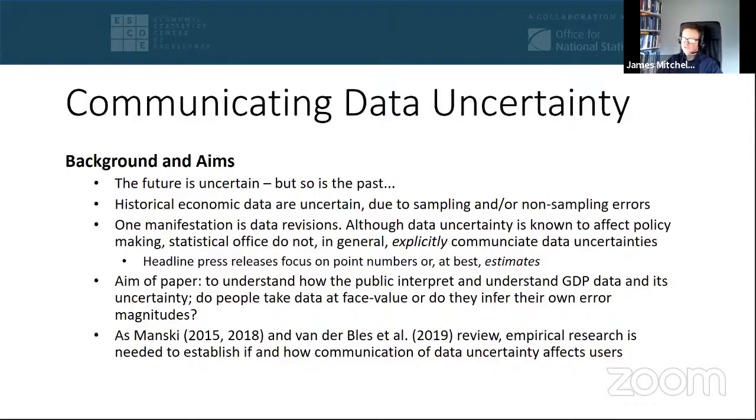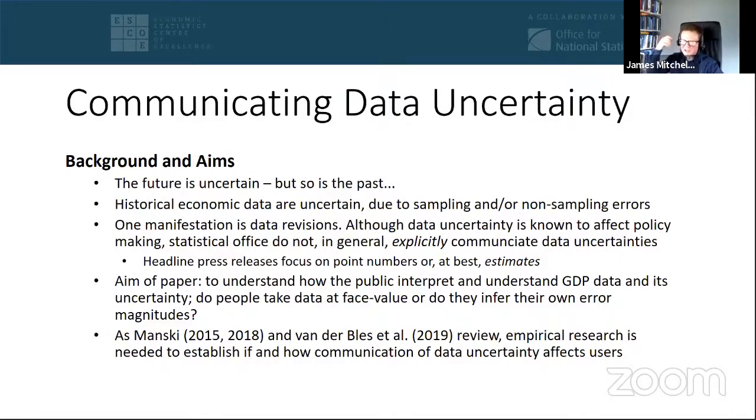So the aim of this paper, using some experimental surveys, which I'll summarize in a minute, was to try and begin to bottom out, when presented with these headline point estimates for GDP, how do the public understand these data? Do they take them at face value and think, well, the economy grew or contracted at exactly the rate that the ONS or the BEA says?